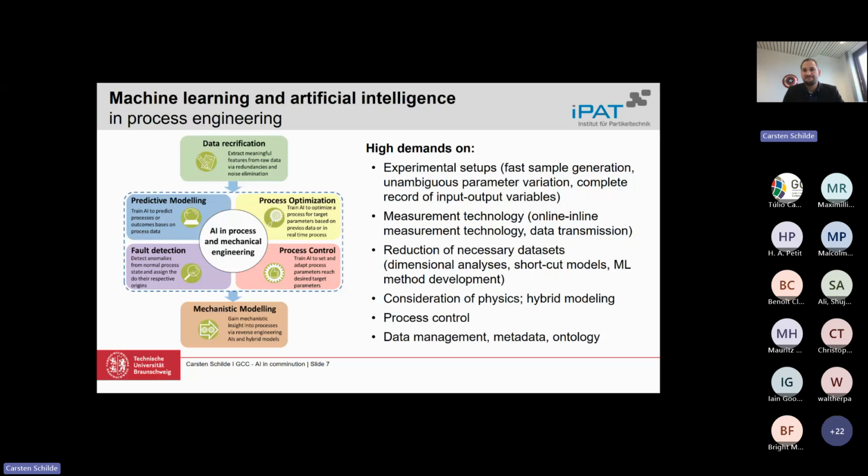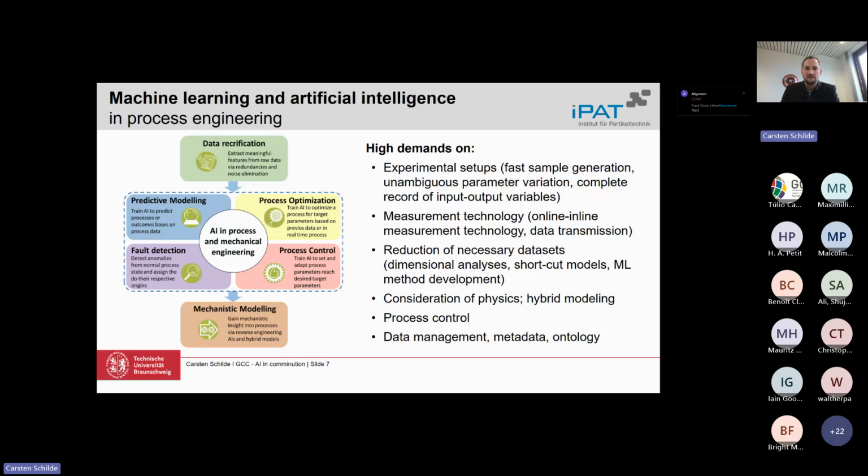But typically we have black box models if we talk about working with data. And if we are working with data, we have a lot of challenges if we talk about, for example, grinding experiments or grinding processes, since we often lack the necessary data sets. That means we need to think about how to get enough data, how to make intelligent experimental setups, how to measure everything we need for the modeling.